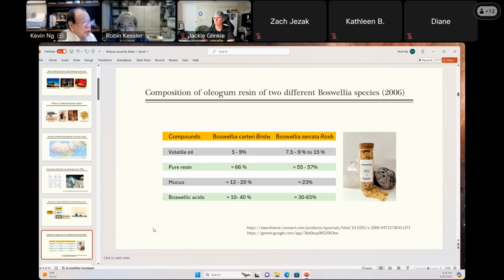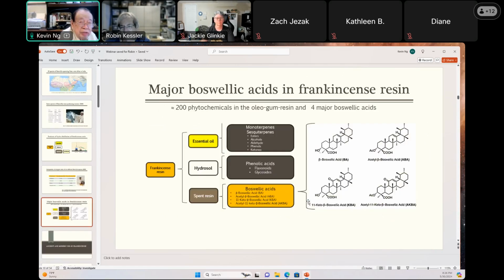Now, what is the composition of the Boswellia resin? It has a volatile oil, which makes up about 15% of it. It has a resin, which makes up about 50 to 70%. But the boswellic acids is anywhere between 10 to 40% or 30 to 35%. So the concentrations of these bioactive ingredients varies from one location to another.